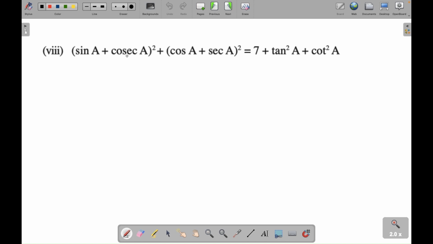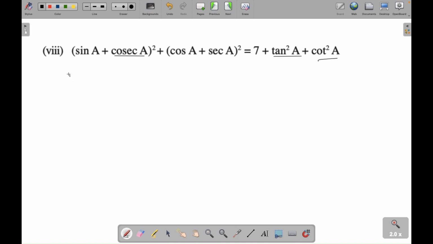If I square this, I'll get cosec square a. If I square this, I'll get sec square a. So cosec square a I can write in terms of cot, and sec square a I can write in terms of tan. If I just expand this, this should give me the answer.